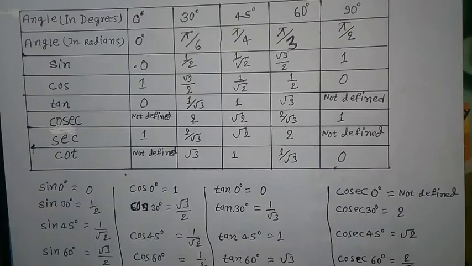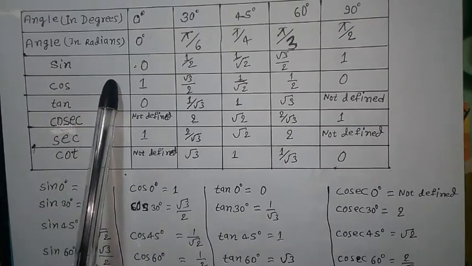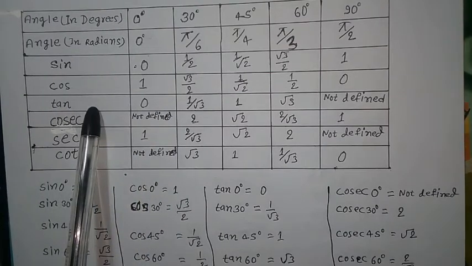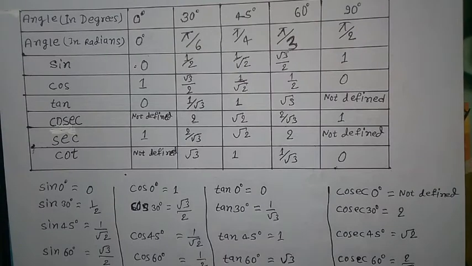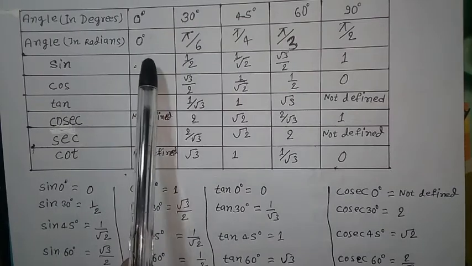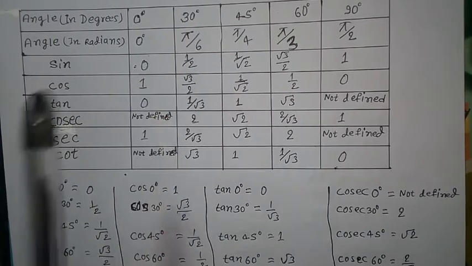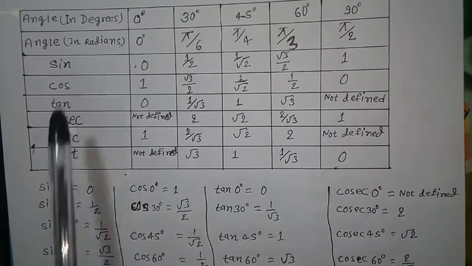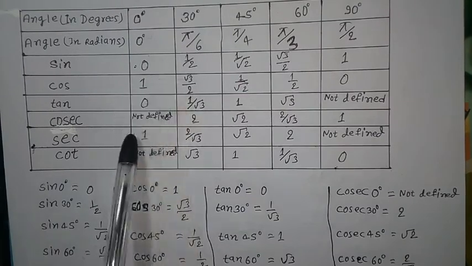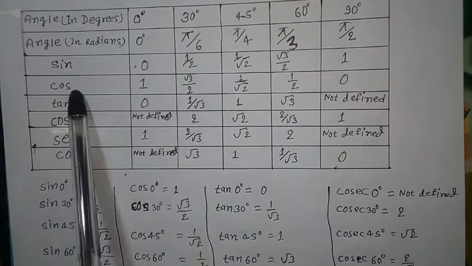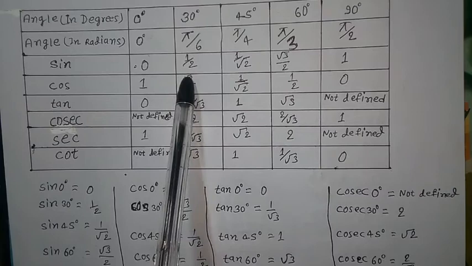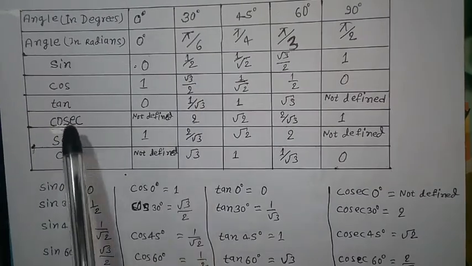Also, if you remember the values of sine and cos, then you can also find the value of tan, because tan theta is equal to sine theta by cos theta. So tan 0 is equal to sine 0 by cos 0, 0 by 1, which is equal to 0. Okay. The reciprocal of sine is cosec, so for 0, 1 by 0 is not defined. Okay. For 1 by 2, it is equal to 2. The reciprocal of cos is sec, so for root 3 by 2, the reciprocal is 2 by root 3. Cot is the reciprocal of tan.